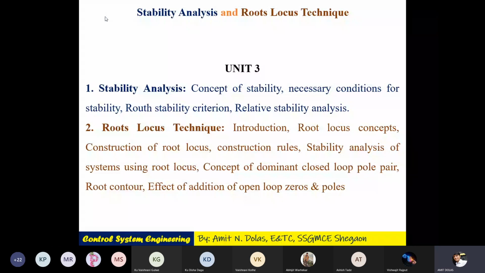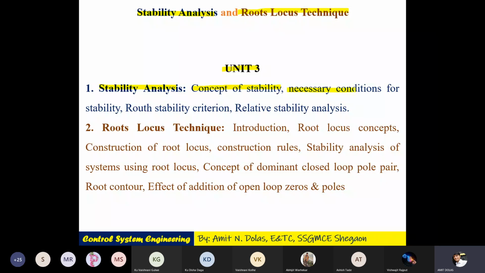And here the first point in this unit is stability analysis, wherein today we'll see the concept of stability, which we already partially have seen in unit number 1, but we have to repeat it here again as it is the main point of the unit. Then this is somewhat new, necessary condition for stability of any system, of course. Then this is one of the techniques, Routh stability criterion. Routh-Hurwitz is the technique by which we can directly say whether the system is stable or not. And relative stability analysis. This is the part of stability analysis.